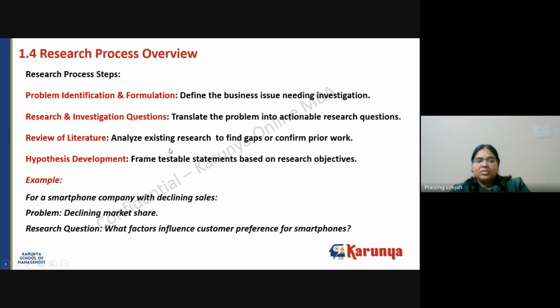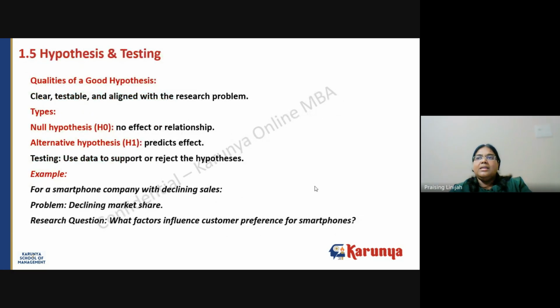So when we talk about hypothesis development, a hypothetical statement has to be developed, which has to be tested to come out with certain conclusions. Here is a small example. For a smartphone company, declining sales is the problem we identified. When there is a decline in sales, that leads to a decline in market share. And the question is, what are the factors that would really influence a customer to prefer a particular smartphone brand? Supporting this with a good review of literature will lead to identifying the gap, and then we test it.